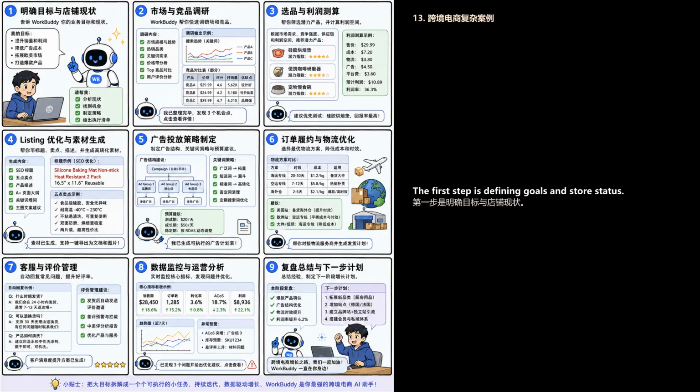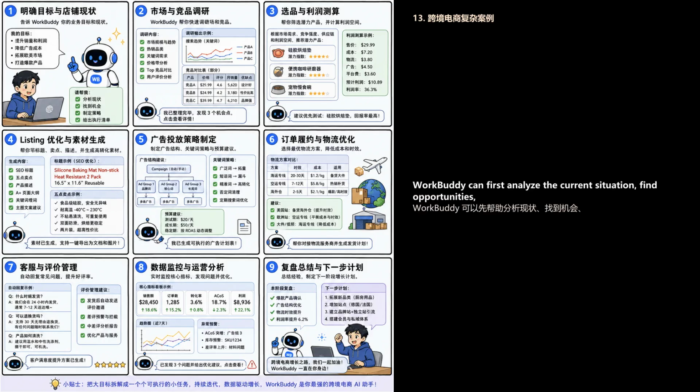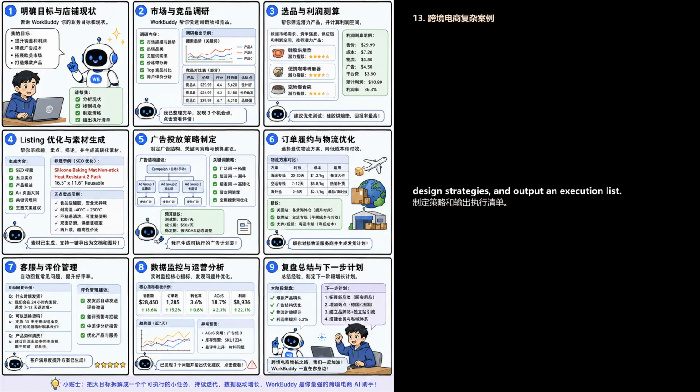The first step is defining goals and store status. Goals may include increasing sales and profit, reducing advertising cost, expanding into European and American markets, and creating hit products. WorkBuddy can first analyze the current situation, find opportunities, design strategies, and output an execution list.